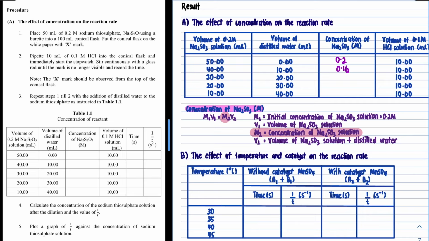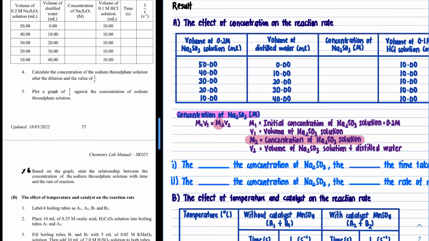So this is how you calculate the concentration of the diluted solution. The diluted solution is our M2. So this one here is 0.12, here 0.08, here 0.04. But then again, you should try yourself first. So that is the result for part A. That is only the calculation part for the result for part A.